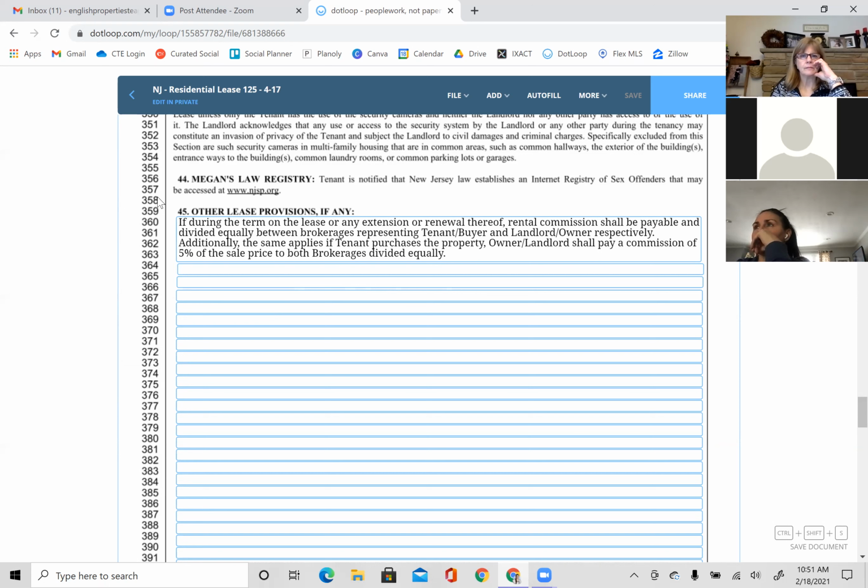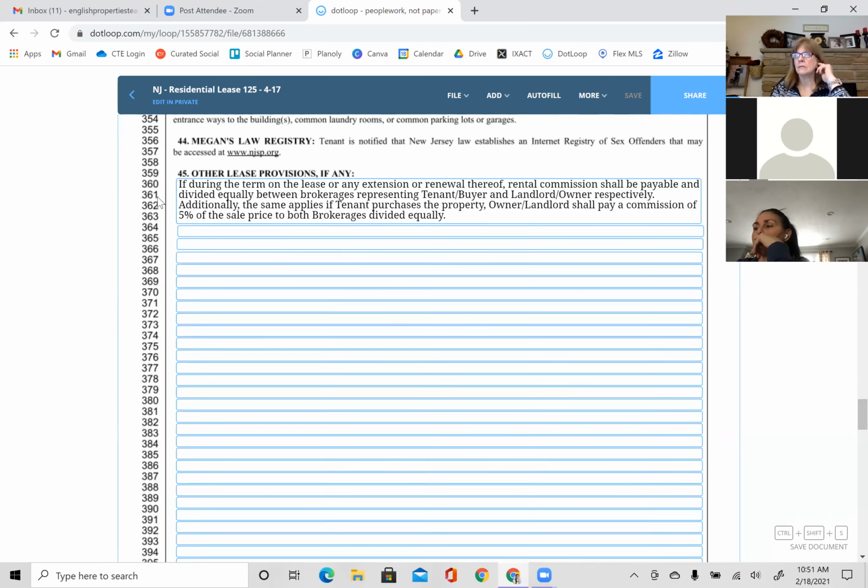Again, 44 talks about the Megan's Law Registry. It actually gives you the website, so you don't even need to give it to your client. You can just tell them to look at that line.